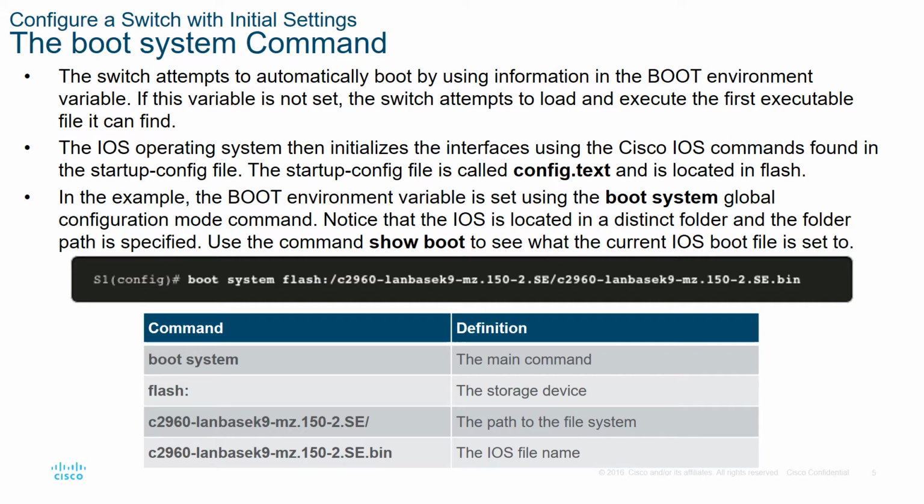The second part of the command is flash, which represents the storage device. We know that the iOS image versions are stored in the flash memory. So the second part represents the storage device, that is the flash. Then the third part of the command represents the path to the file system. And finally, the fourth part represents the iOS version file name. So this command is divided into four parts. The first part, boot system, the main command. The second part, flash, represents the storage device. The third part represents the path to the file system. And the fourth part represents the iOS file.